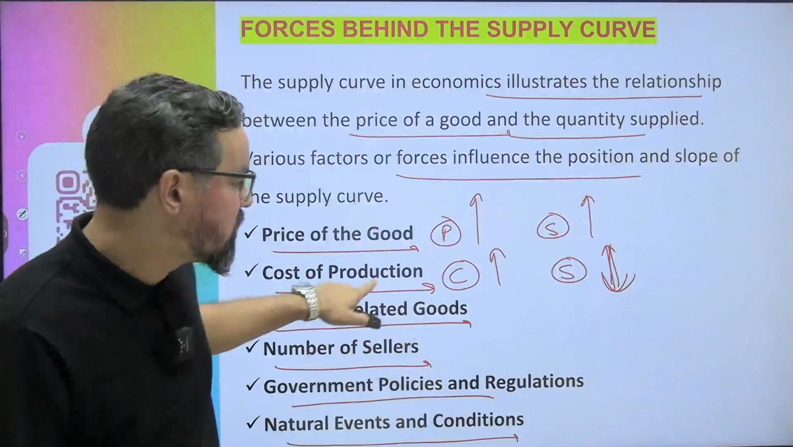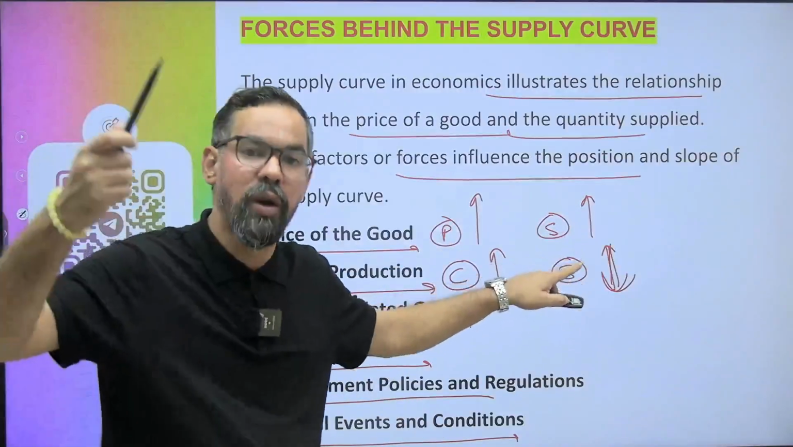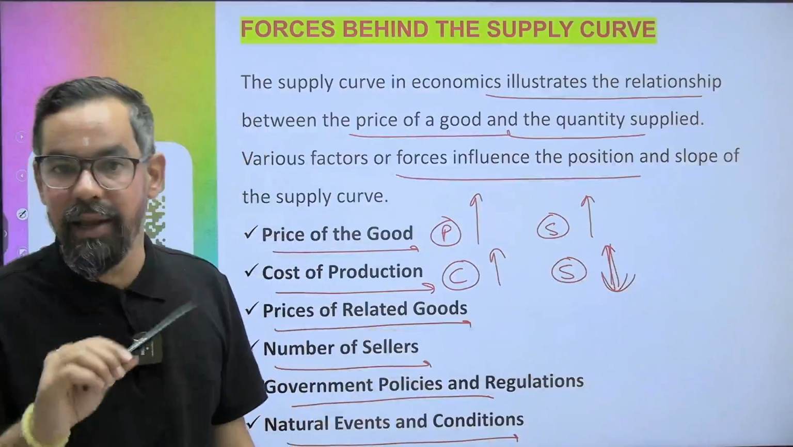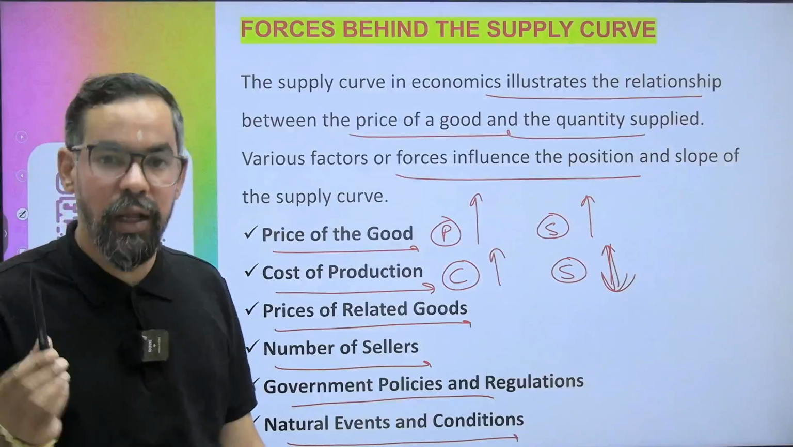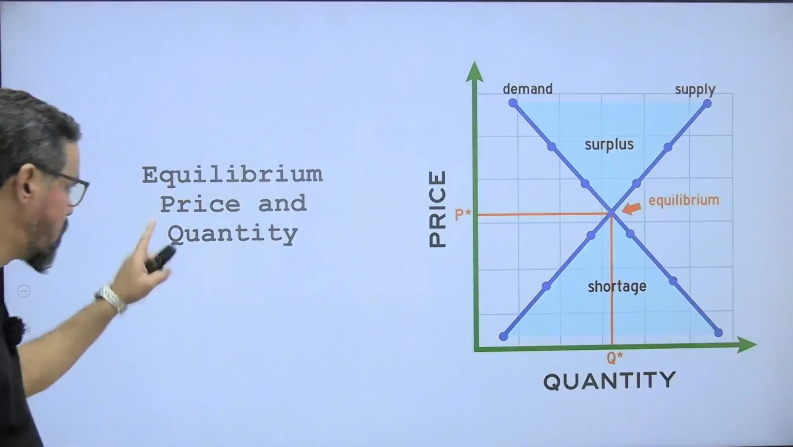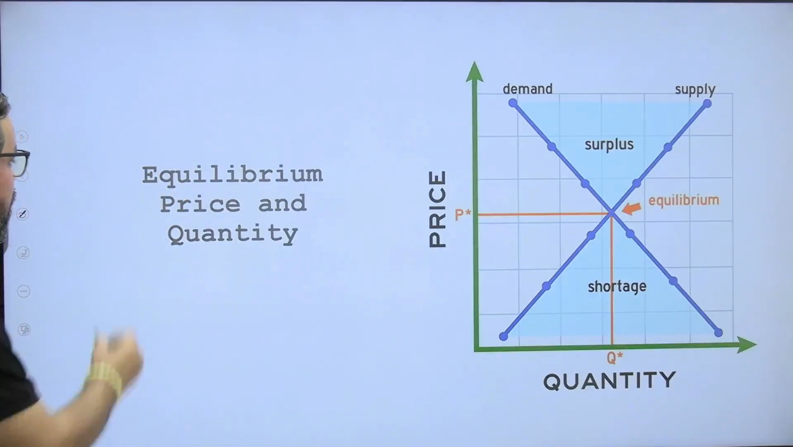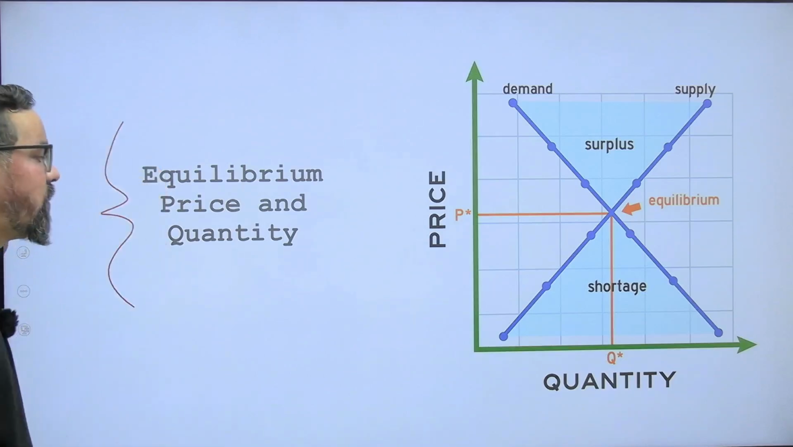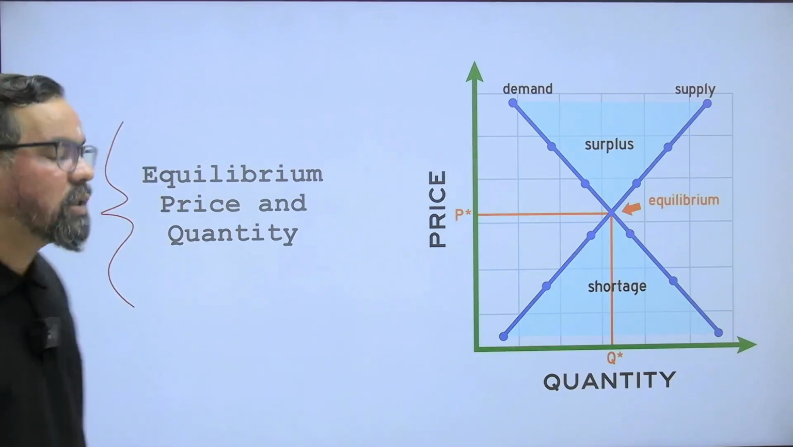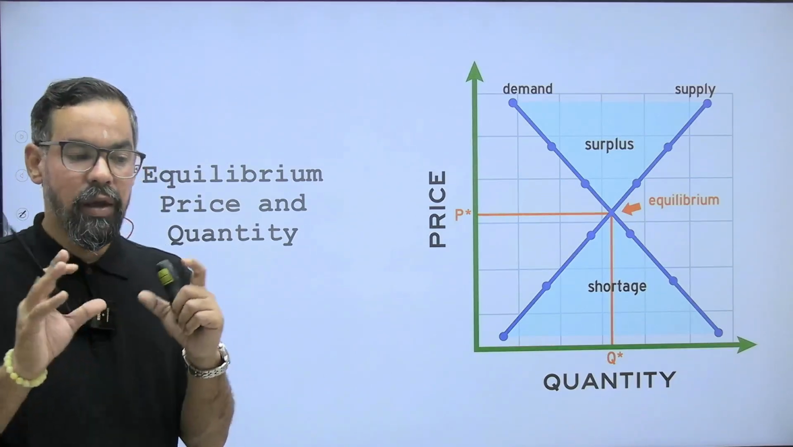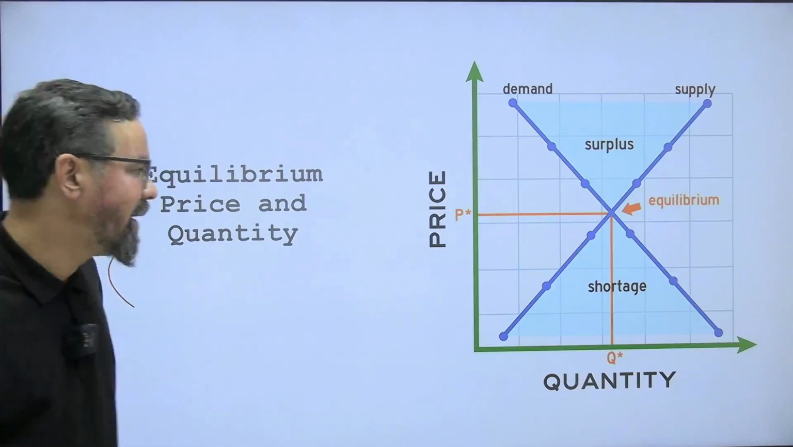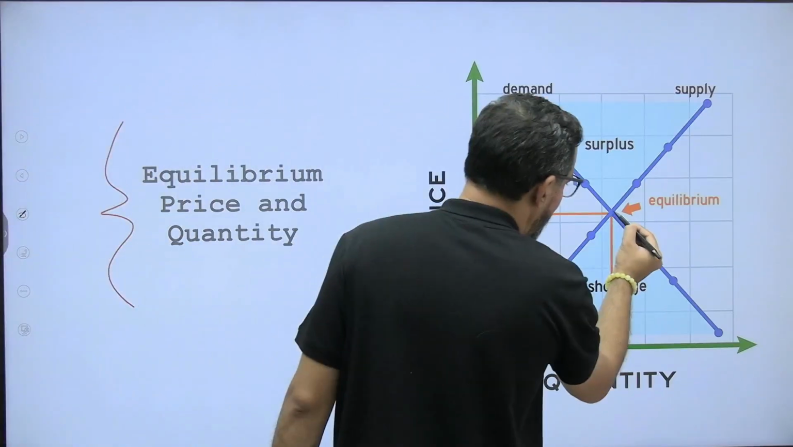Okay, sellers want to supply more quantity, but consumers want to buy at a lower price, so you have to follow that equilibrium also. We'll come to that one. So equilibrium: price and quantity. This is the point where the demand and supply curves interact with each other, the intersection point. This is the one.